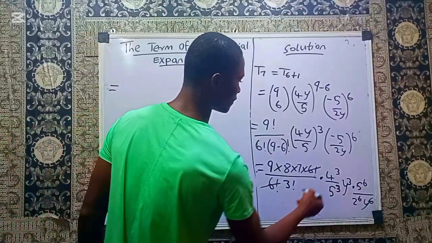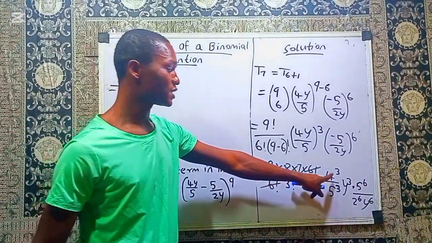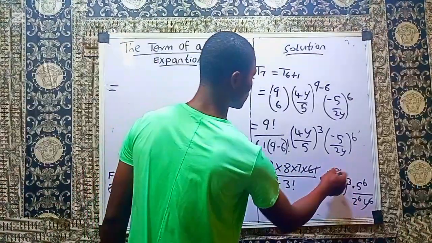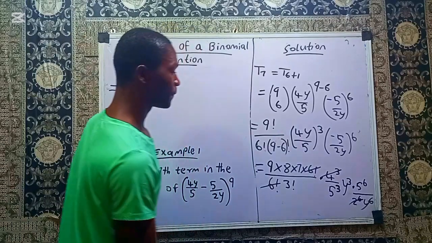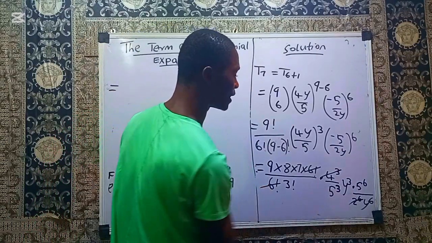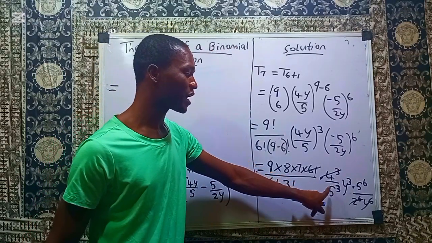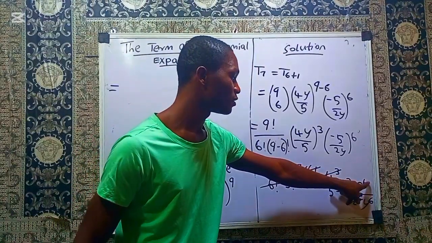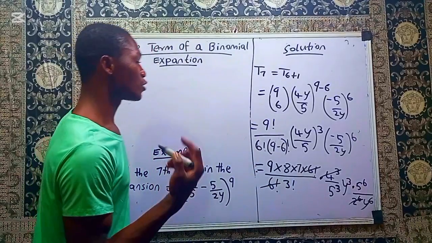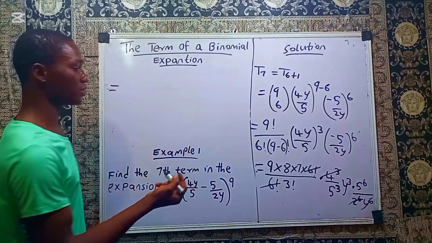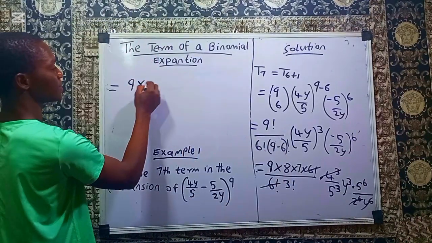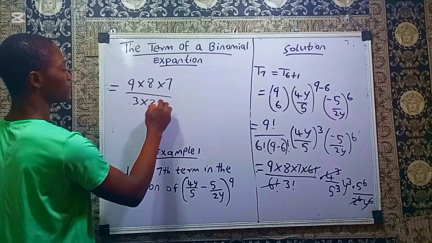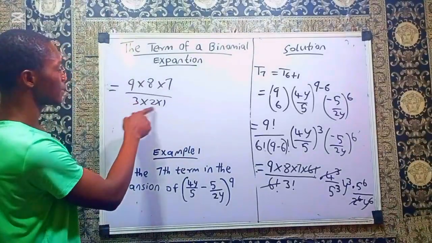So you will now have, if you simplify this, 4 raised to power 3 is the same thing as 2 raised to power 6 if you calculate it. So both of them can cancel. Then by the index law, we have 5 raised to power 3 and 5 raised to power 6. You subtract the index. 6 minus 3 is what? We are going to have 3. So we are going to have 5 raised to power 3. So we have 9 times 8 times 7 divided by 3 factorial, which is 3 times 2 times 1.